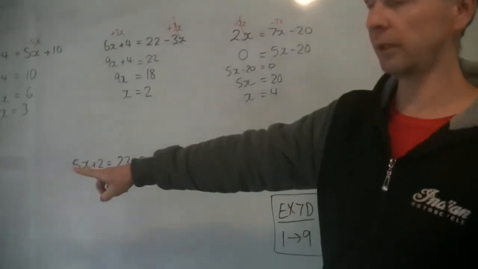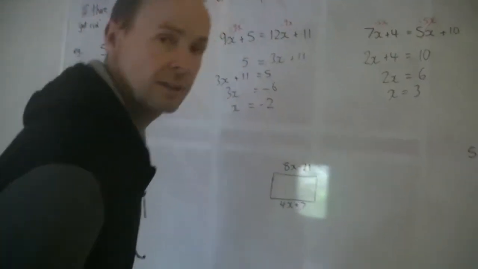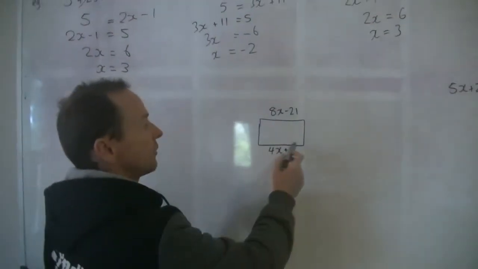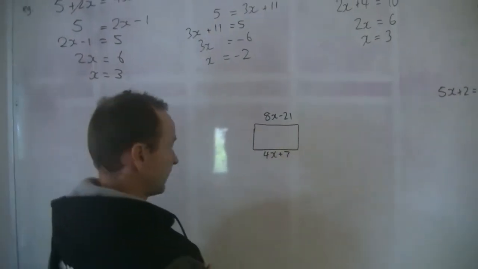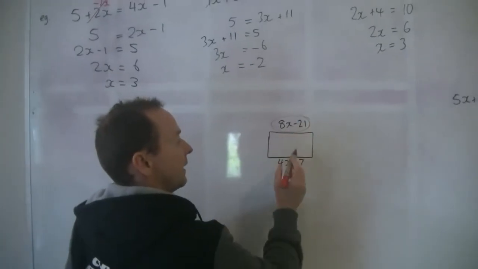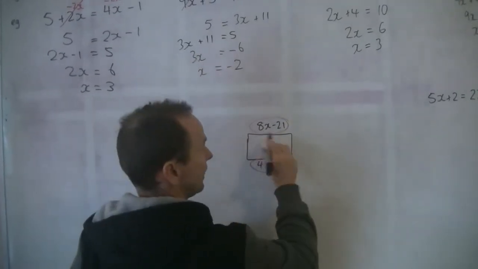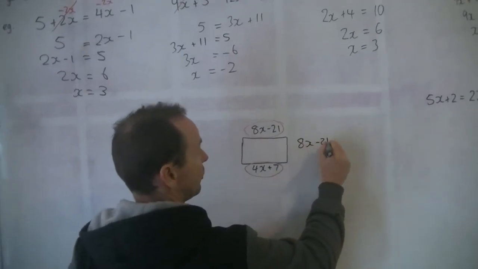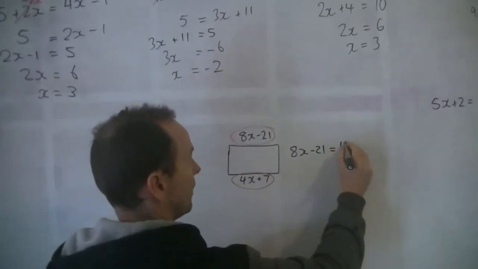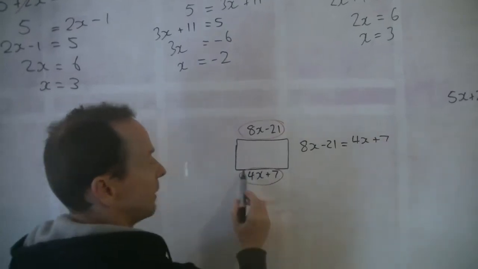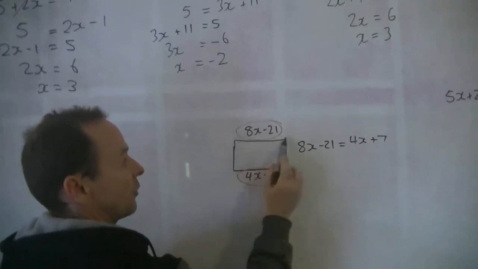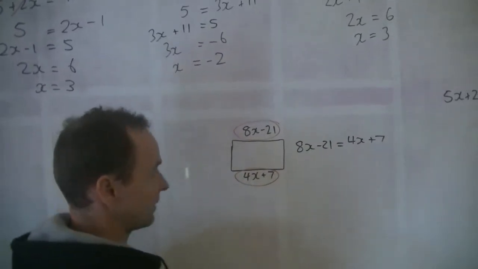Alright, I've got two more little questions down here. So let's have a look at this one. We've done one similar to this a few exercises ago. It's a rectangle. So what do we know about a rectangle? We know that this side is equal to that side. So therefore we can make an equation. We can say 8x minus 21 is equal to 4x plus 7, because that must be equal to that, because those two sides are the same value.